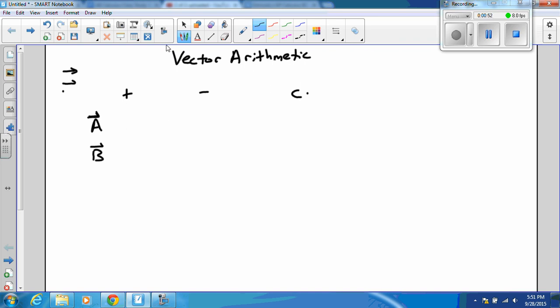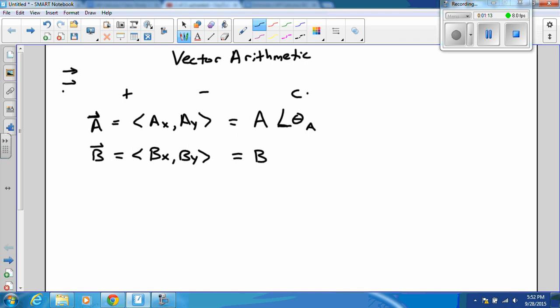So anyway, if I have my vector A, and it is written in rectangular form as the x and y components, or it is written in polar form as some magnitude at some angle. What I'd like to be able to do is then to add that to a vector B, written in rectangular form like that, or written in polar form like this.